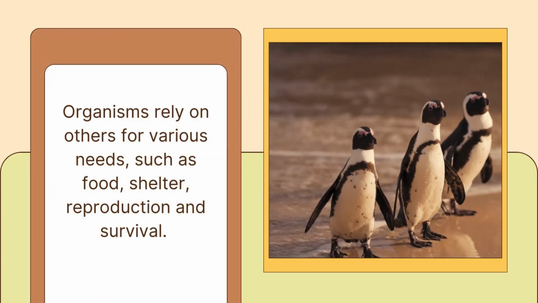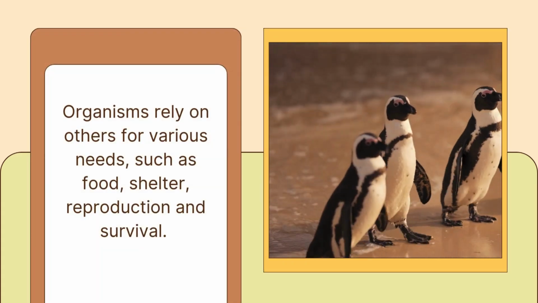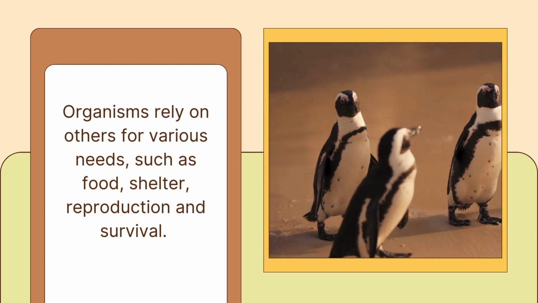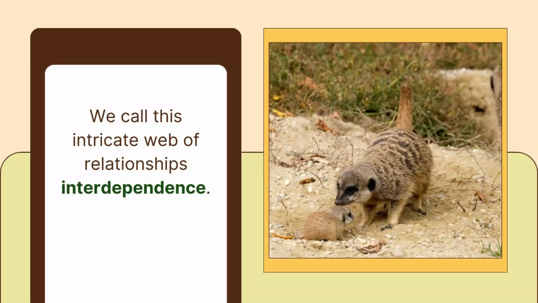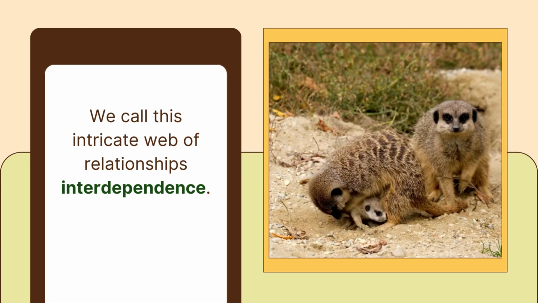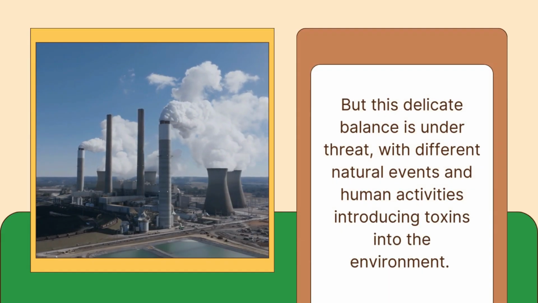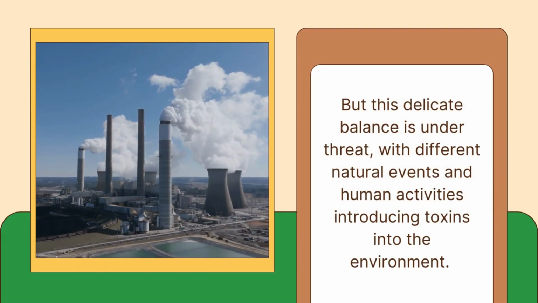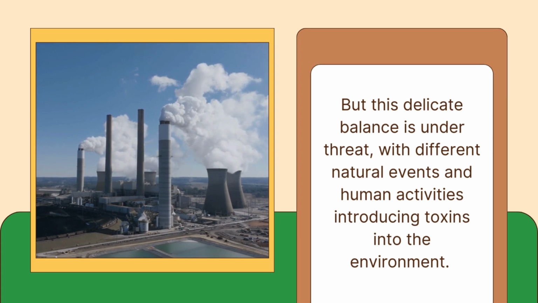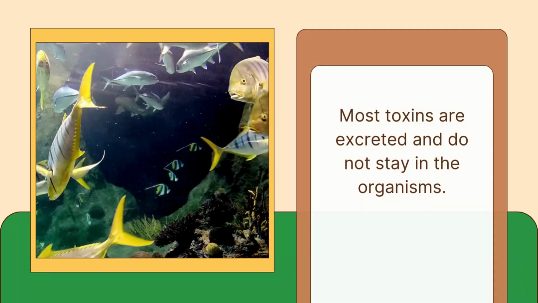Organisms rely on others for various needs, such as food, shelter, reproduction and survival. We call this intricate web of relationships interdependence. But this delicate balance is under threat, with different natural events and human activities introducing toxins into the environment.